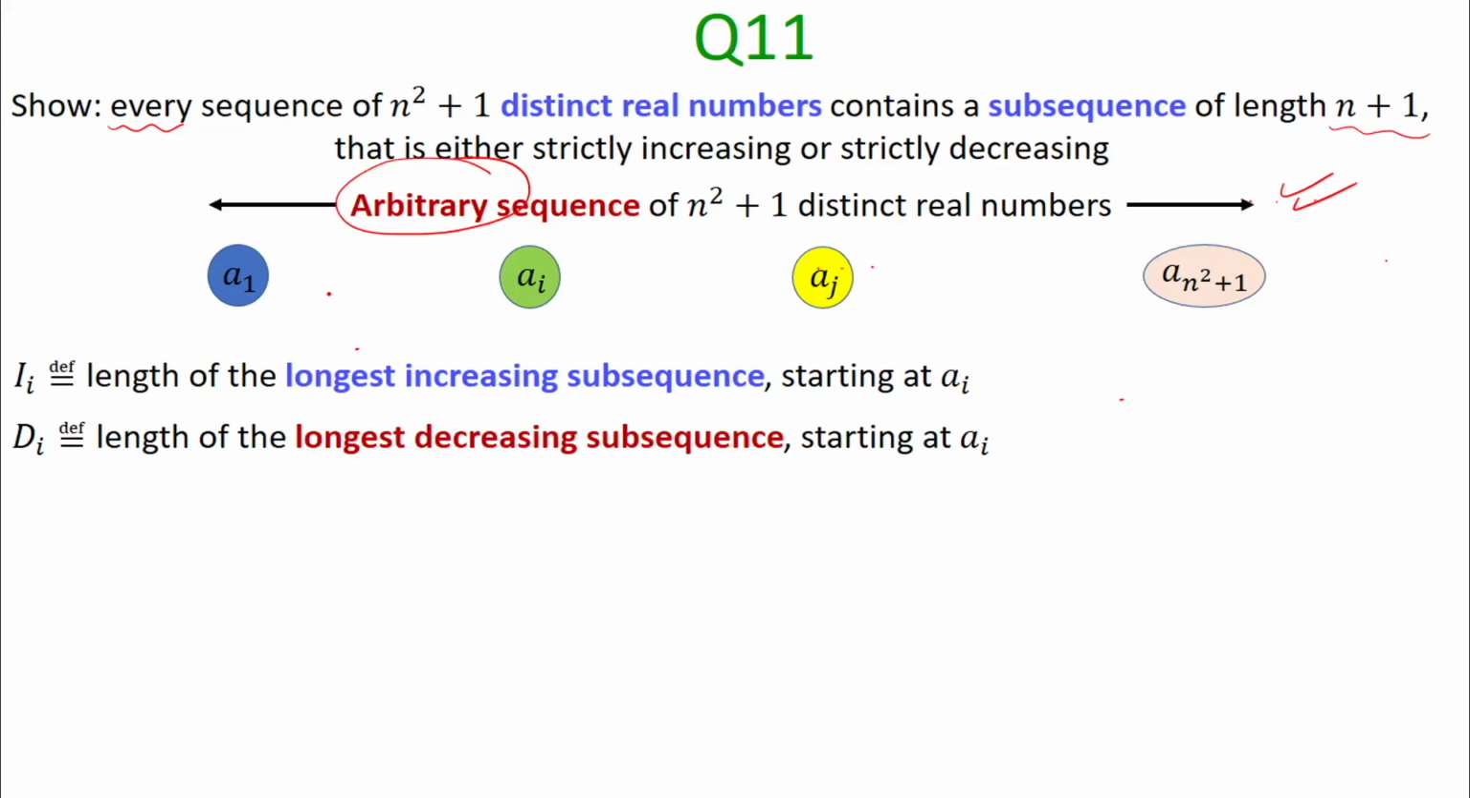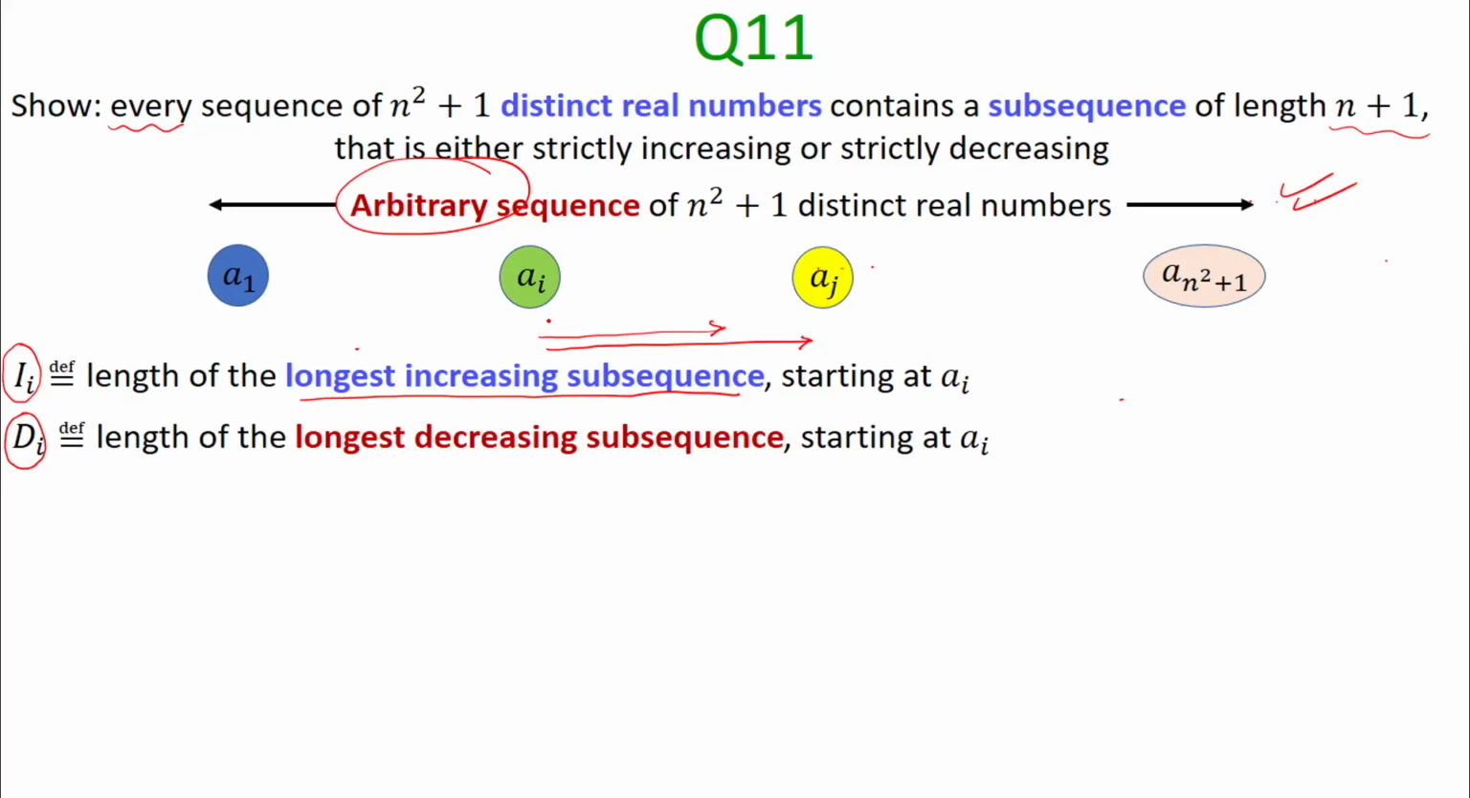So let me first define two values. I define this capital I value with index small i and the capital D value with index i. So what does I of i denote? It's the length of the longest increasing subsequence starting at ai. So ai will have some value depending upon what the arbitrary sequence is, and it will have various possible increasing subsequences starting at ai. One might be of length 1.